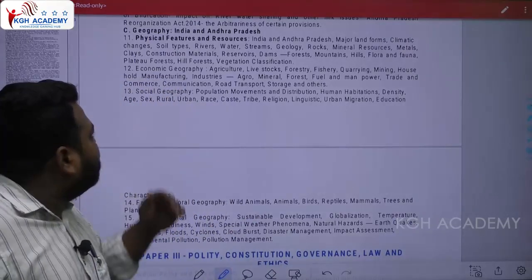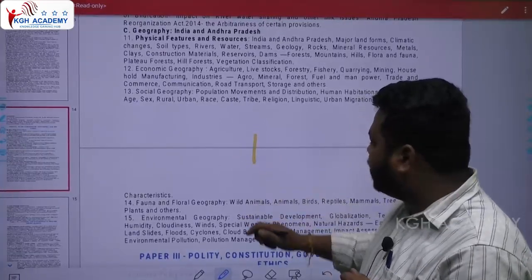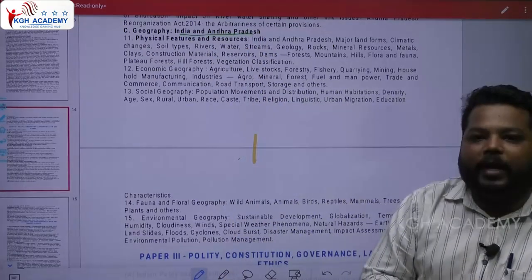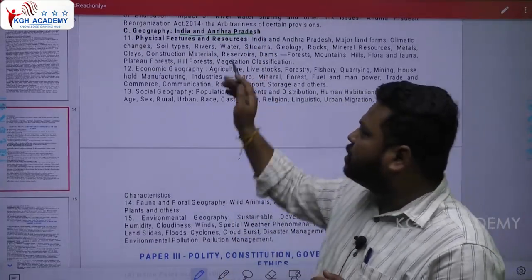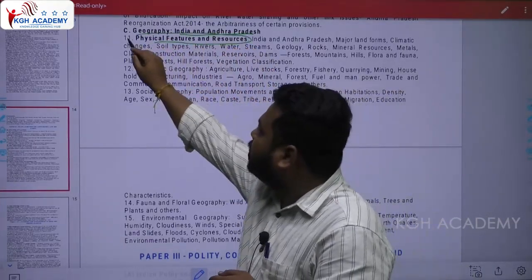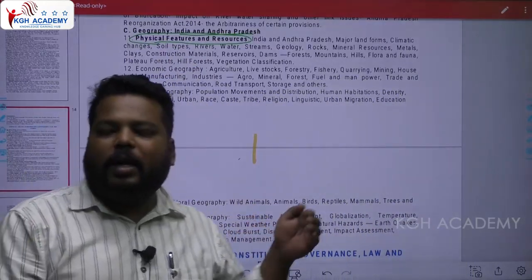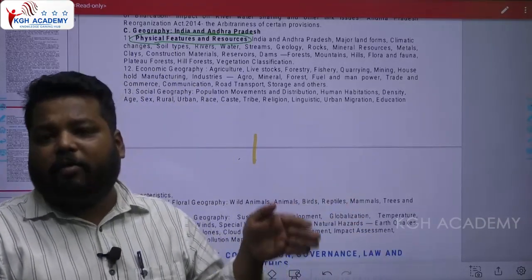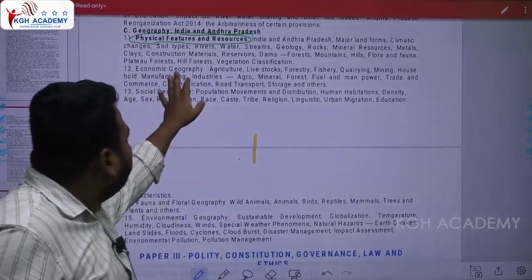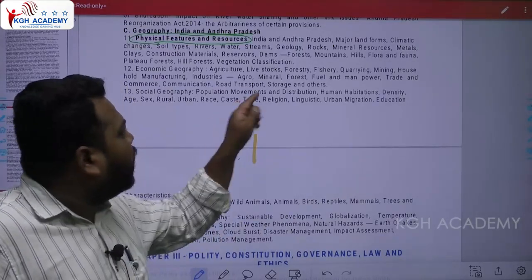Clear? So let's try to understand the syllabus first. The syllabus is directly mentioned as Geography of India and Andhra Pradesh. The first chapter is physical features and resources. If you have gone through the syllabus, there are 5 chapters. We will try to understand each chapter very effectively for Andhra Pradesh and also for Telangana. The first chapter covers the physical features and resources of India and Andhra Pradesh.